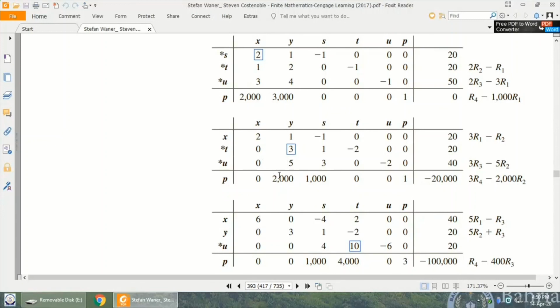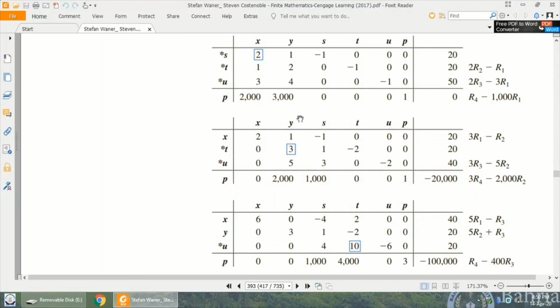So 3 R4 minus 2000 into R2. As you can see, this is the value. And then you can perform the main functions. This will give you 0 in this case, right? So now again, you can just simply fill in the values. Again, now you have here, you have to also make these 0 and not the other ones.